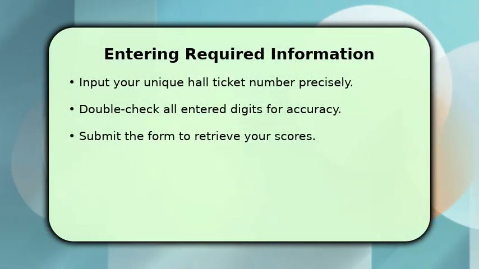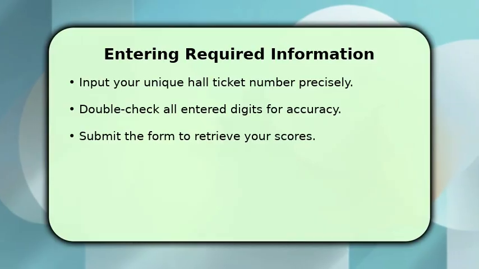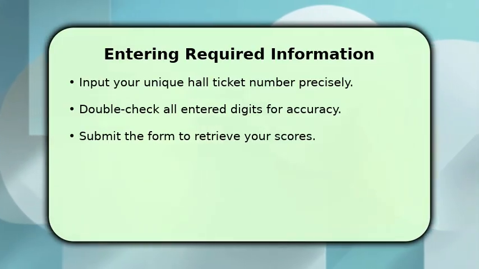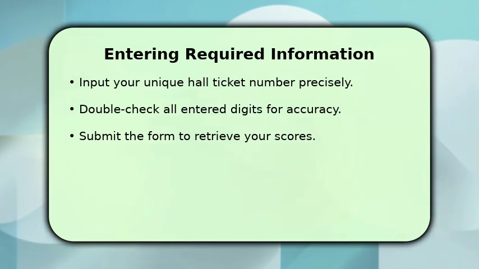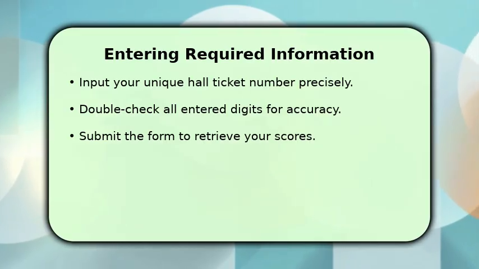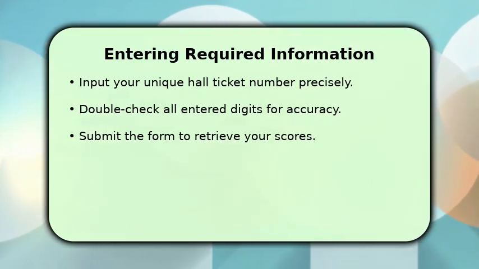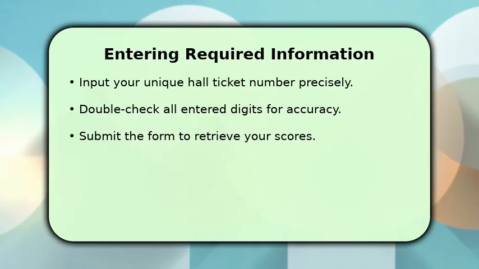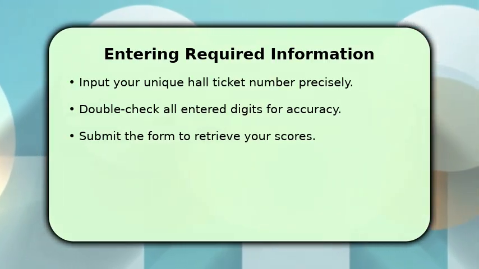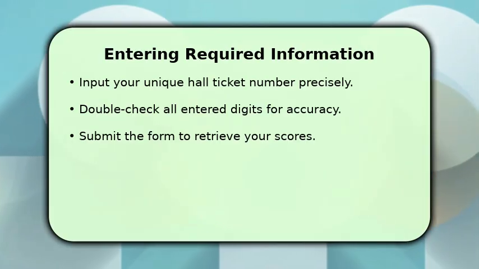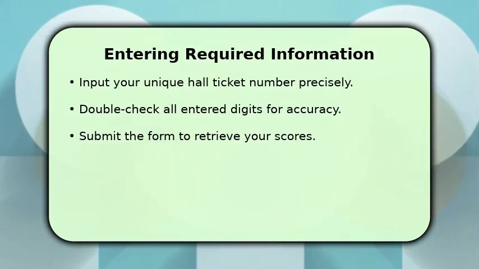Once you've found the correct link, you'll be prompted to enter your hall ticket number. This is a critical step, so please type your number carefully and accurately into the designated field. After entering, take a moment to double-check every digit to avoid any errors. An incorrect entry might prevent you from accessing your results. Once confirmed, click the Submit or Get Results button.